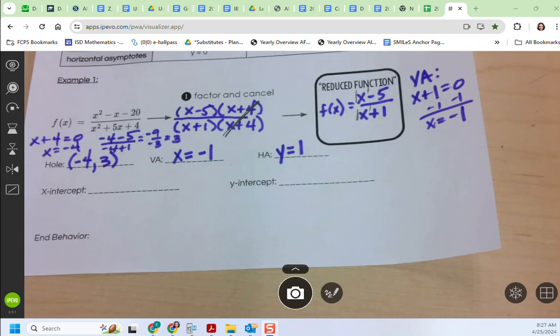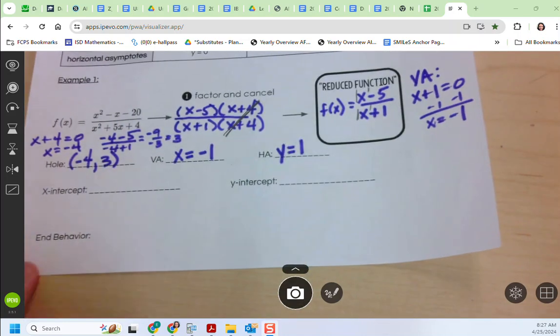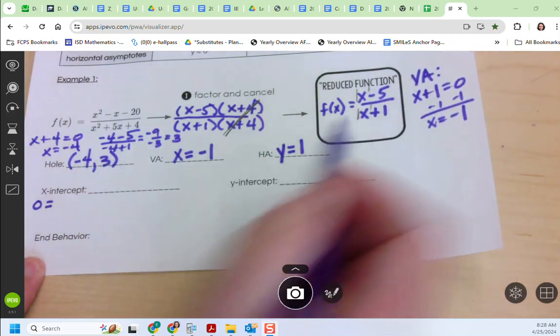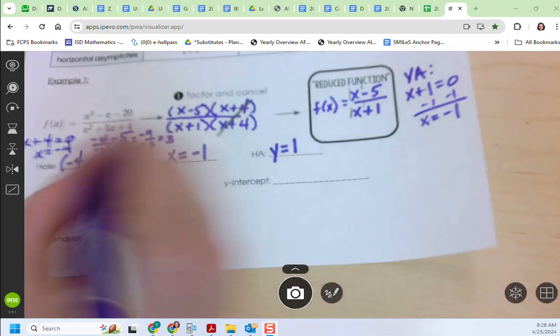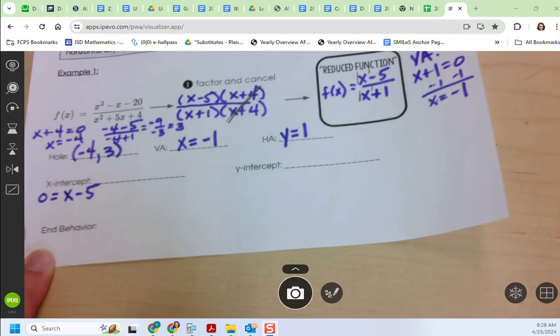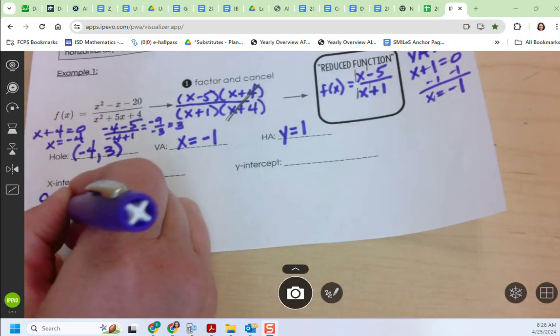All right, intercepts. To find your x-intercept, you make the y 0. And so I have 0 equals this whole fraction. But remember that to make your life easier, when a fraction equals 0, it's really just the top that equals 0. 0 over any number is 0. So you can set 0 equal to x minus 5. And then solve that, and you should get 5 equals x.